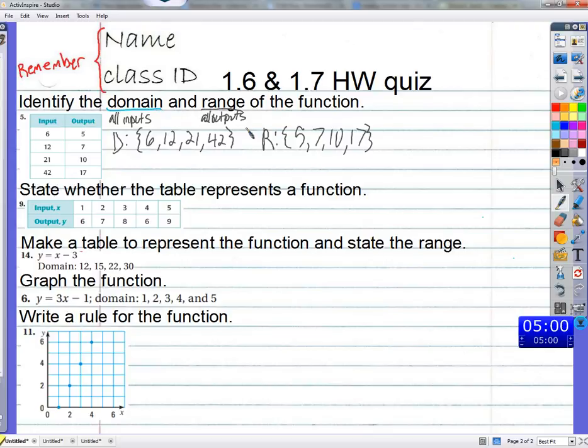Okay. So state whether the table represents a function. Sometimes we'll have inputs and outputs that will be functions, and other times they won't be functions. What do you say? Is it a function or is it not? Yeah, sure. Okay, and why is that? What makes you say that it is a function? I don't know, it just is.